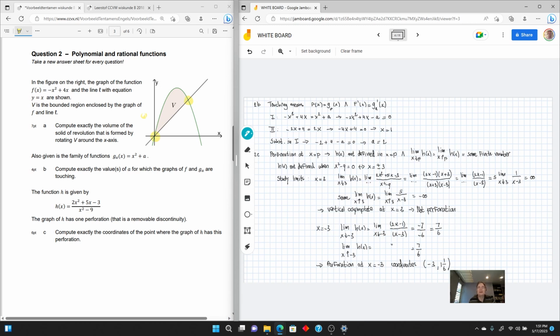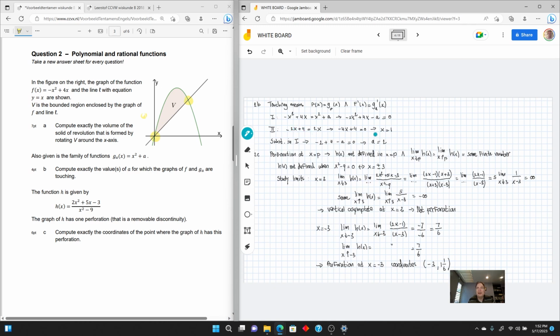well, here just when they ask about touching, remember two functions touching means these functions have to intersect and the derivatives have to be equal. And just carefully work this out. So the first will tell you that x squared plus 4x is x squared plus a. And manipulate this a little bit. Actually, not much. Then the second is that these derivatives have to be equal.